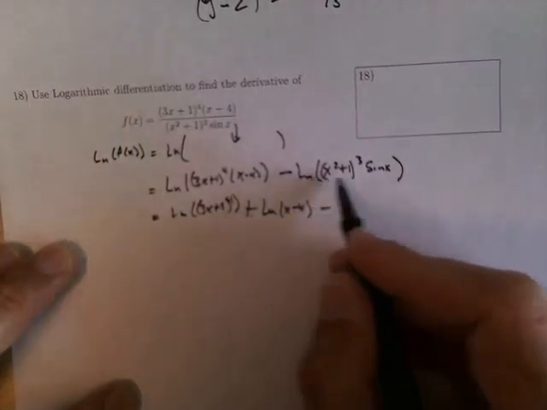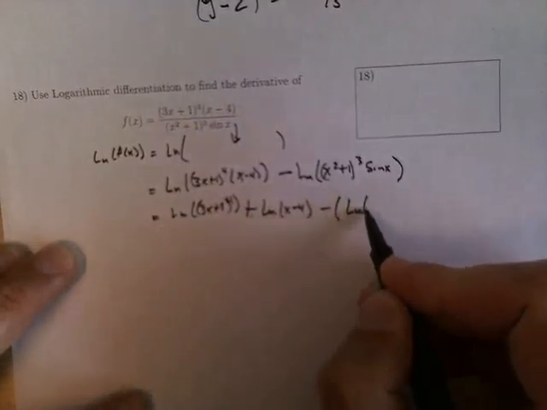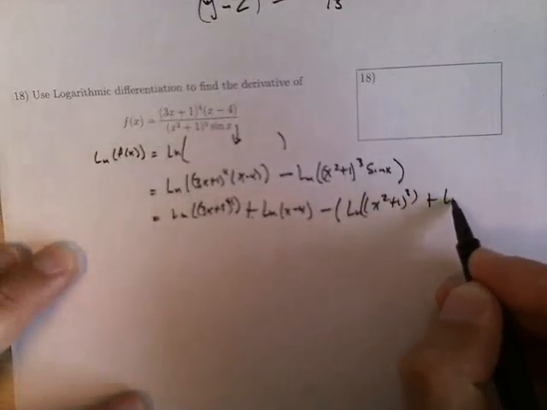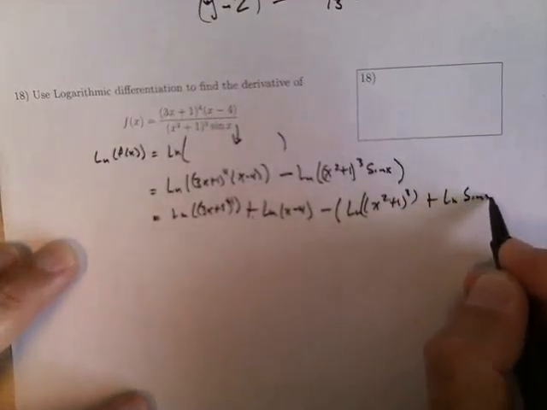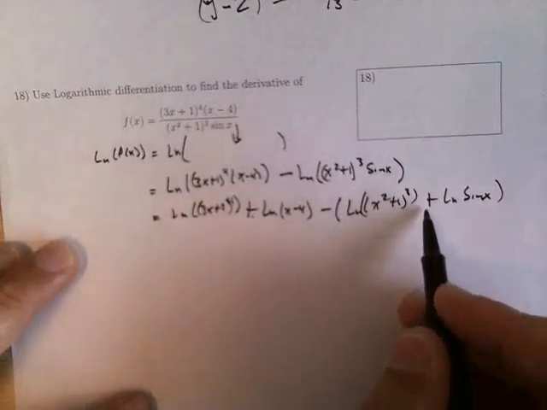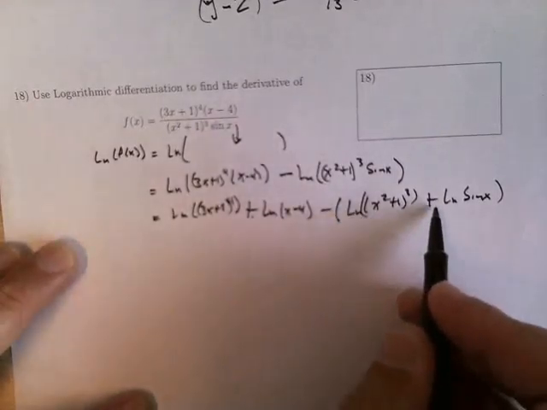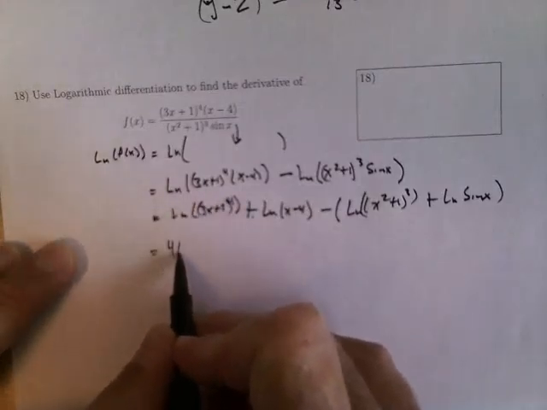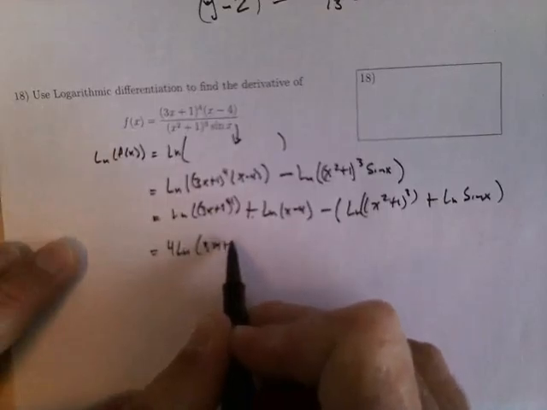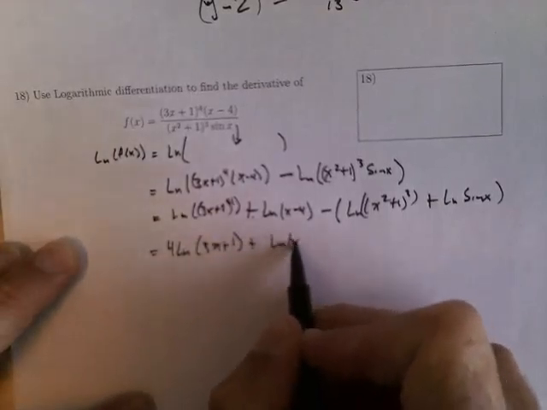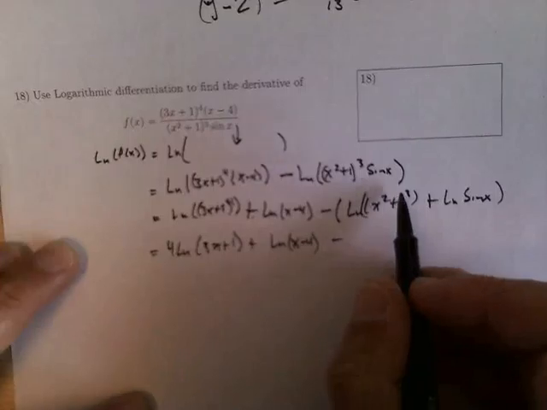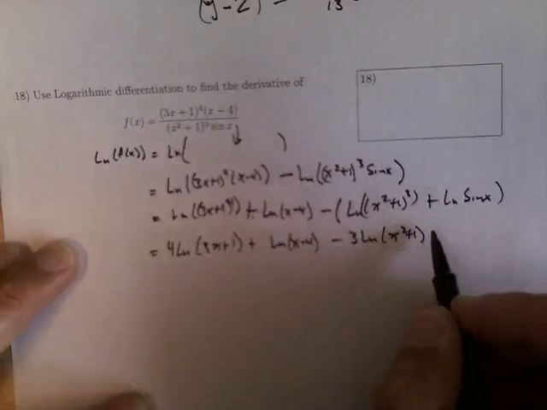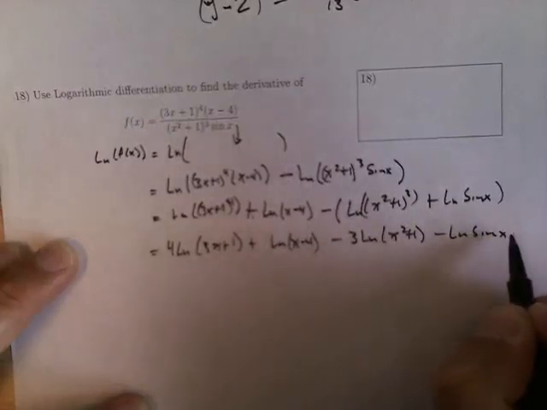And then be careful here. This is minus all of this stuff. So this should be the log of x squared plus 1 cubed plus the log of the sine. And the thing is, I say be careful because with this in parentheses, this minus sign actually distributes to both of those. There's also a matter of these powers can come out in front now. This is 4 times the natural log of 3x plus 1 plus the natural log of x minus 4 minus, was that a 3? Yeah. 3 times the natural log of x squared plus 1 minus the natural log of the sine x.